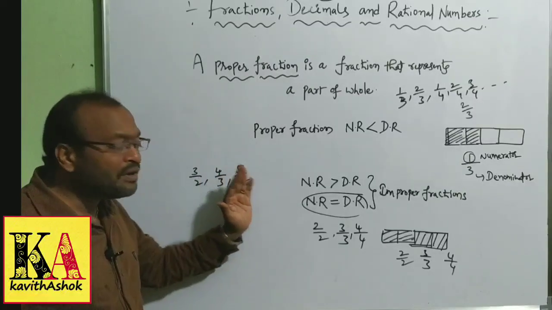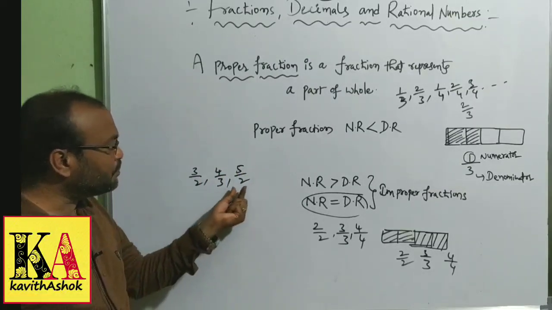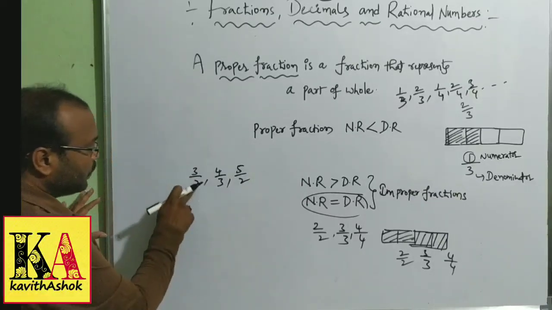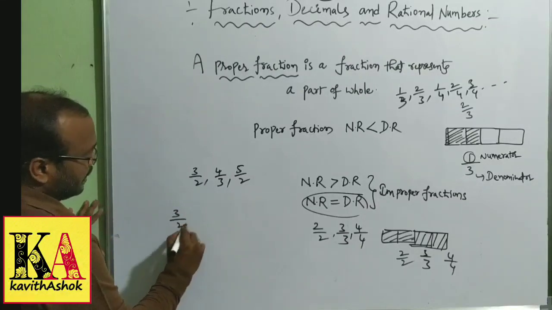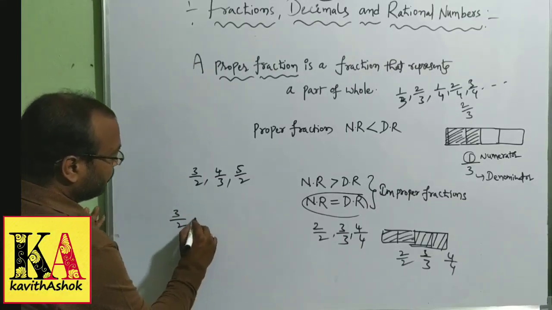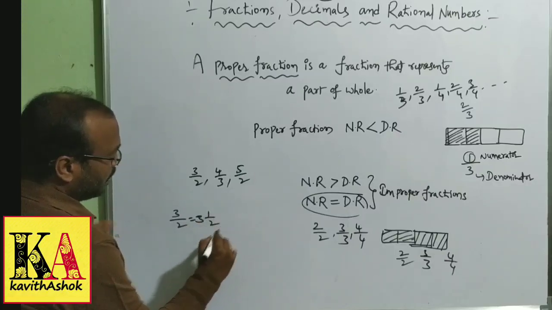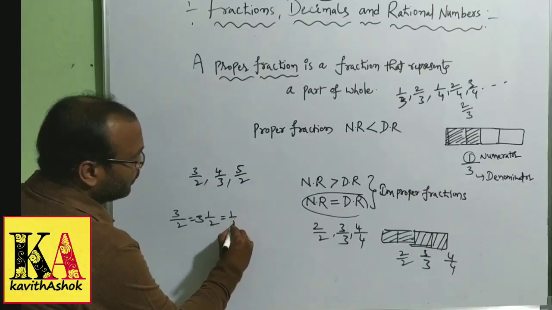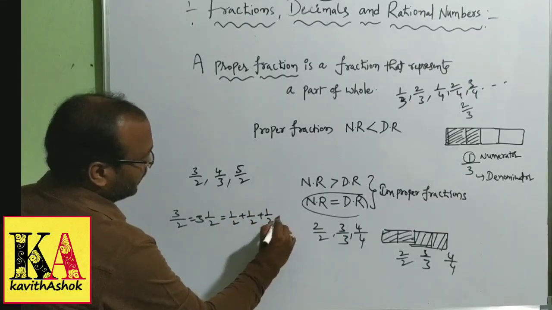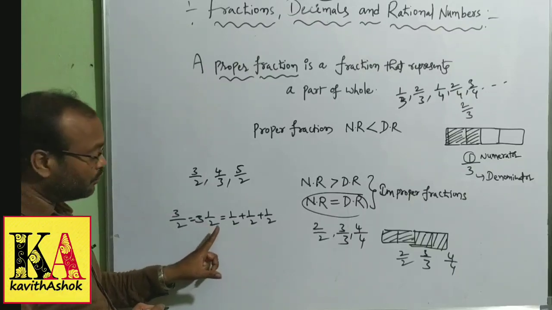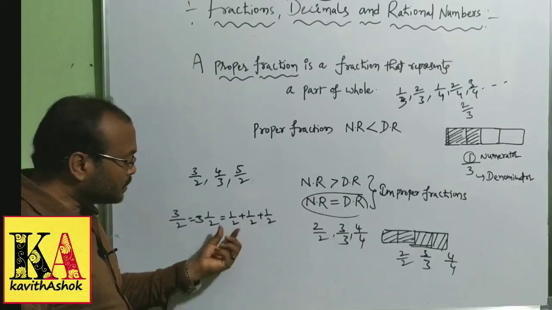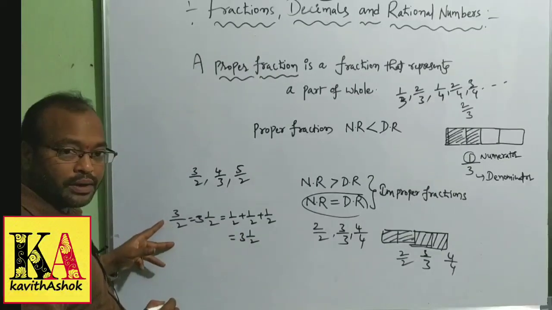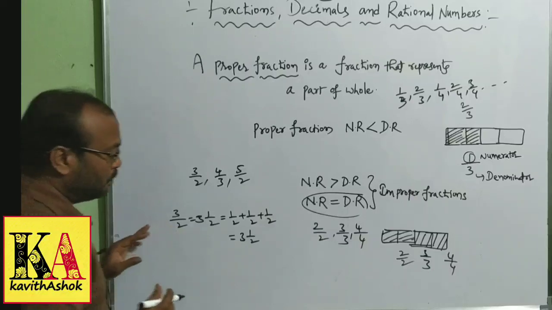Whenever improper fractions are there, we can write them as mixed fractions, like this. Take 3 by 2. The meaning of 3 by 2 is 3 halves, that is, 3 times 1 by 2: 1 by 2 plus 1 by 2 plus 1 by 2. So 3 times 1 by 2 are there. That's why we write 3 by 2. If we want to represent 3 by 2, like this here.